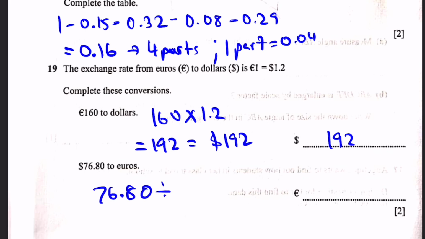76.80 divided by 1.2. And after you divide this, you'll get 64. So, 64 euros. That 64 is the answer.